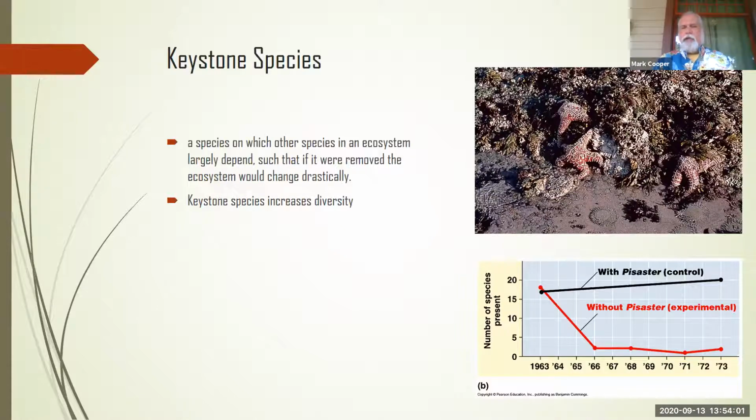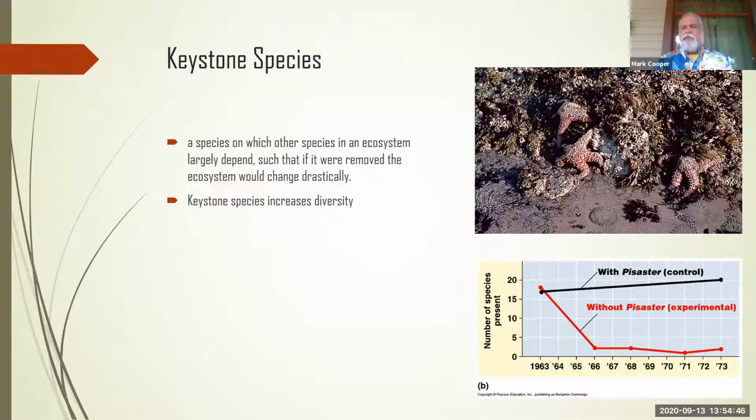This was done by a guy named Castro that taught at Cal Poly Pomona. And Pisaster is actually this ochre sea star right here. And what he did is he went in the 60s and actually took sea stars out of certain tide pools. And this is what he discovered. If you look, a typical tide pool would have 18 or 19 species. And then when he pulled the Pisaster out, what happened was a major drop in the number of species present.